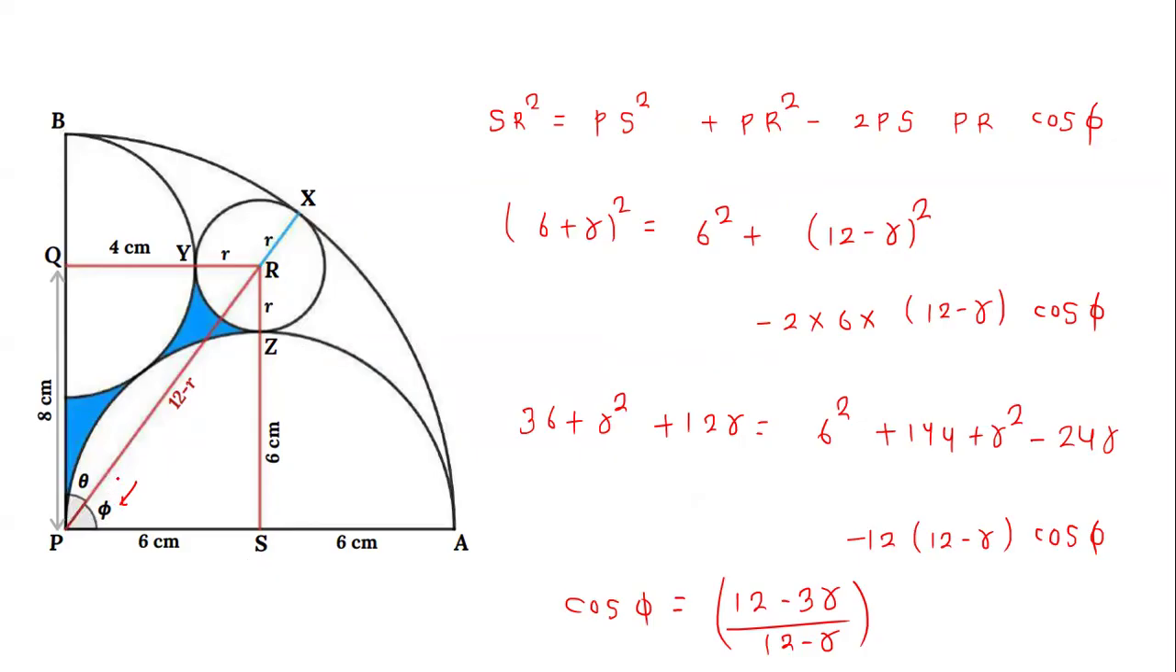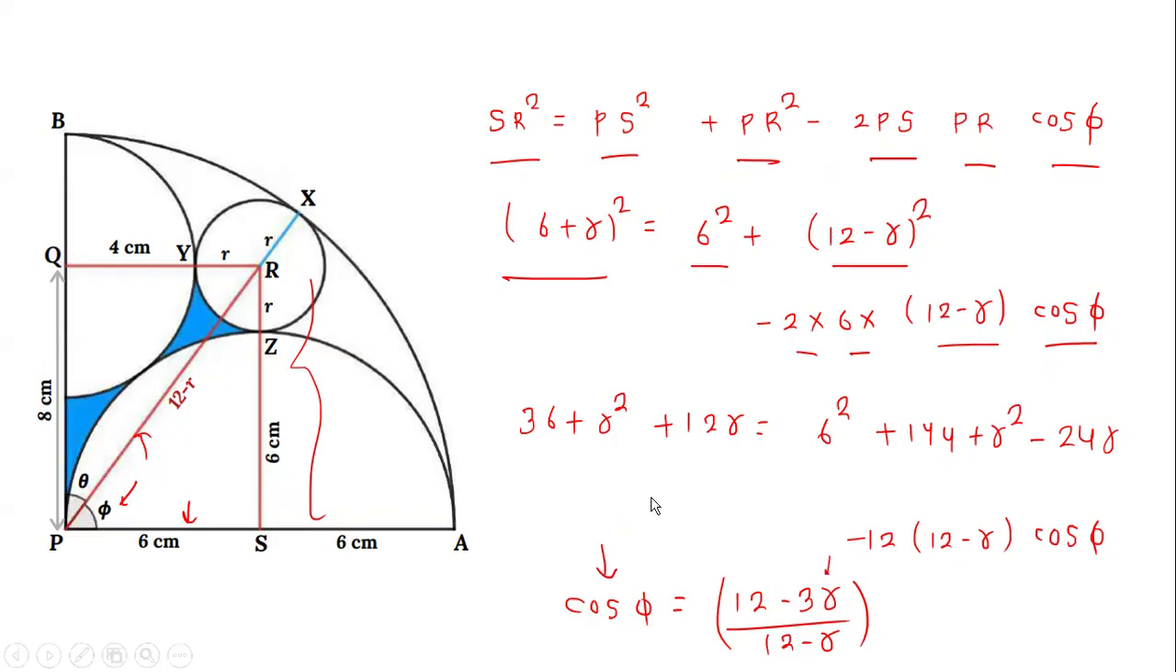Now we can apply the cosine rule as SR square, which is this square, it is equal to the PS square plus PR square minus 2 times PS PR and multiply by the cos of angle between those sides, this side and this side, which is the phi. So SR we know 6 plus R, PS is 6, PR is 12 minus R. This is minus 2 times 6 times 12 minus R and the cos phi. So from here you can find out the value of cos phi in terms of the smaller distance, which is the radius of this circle. So you can find the cos phi value in terms of small r after simplifying this.